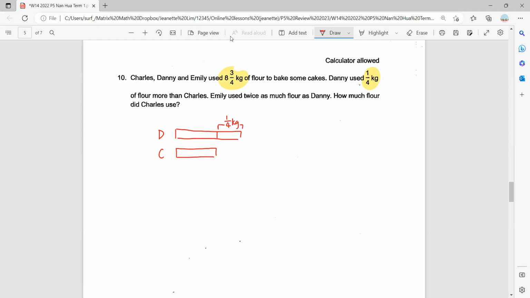Okay, then after that, Emily used twice of Danny. So Emily has to be 2 times of what Danny has. Which means that there's actually some 1/4 kg. Right, so here is 1/4 kg. Now the other piece of information we have is this 8 3/4 kg, which is the total.